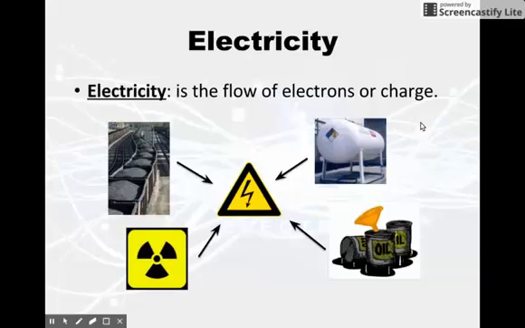So what is electricity? All electricity is the flow of electrons or charge. Now, electricity is considered a secondary energy source. So we have to use another form of energy to make electricity. We either burn coal or oil or natural gas or do a nuclear reaction to generate electricity. So it's a secondary source. We need to use some other fuel to make electricity.